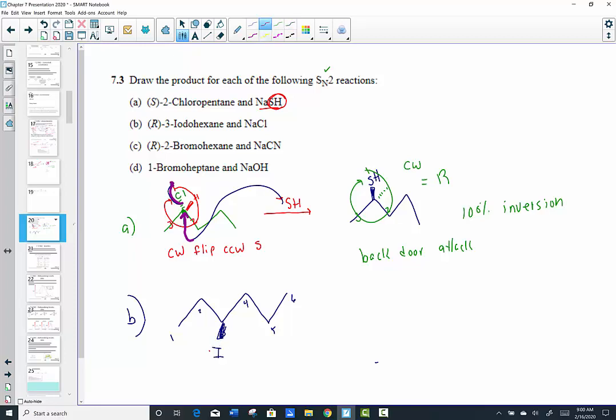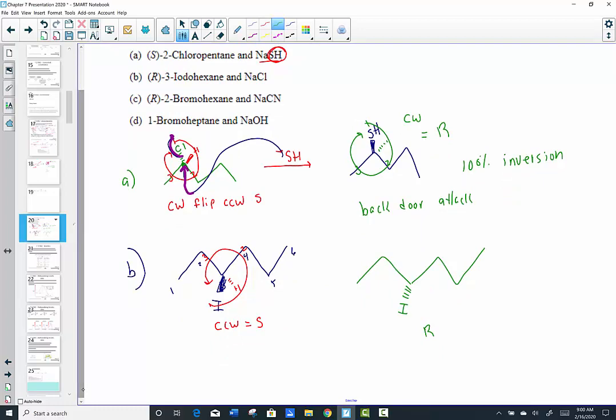Priority number 1 is the iodine. Priority 2 would be the longer carbon chain. Then priority 3, hydrogen is in the back. So that's spinning 1, 2, 3. That's counterclockwise. That's an S configuration. Darn it. But there's no way to know for sure. I just had to guess. 1, 2, 3, 4, 5, 6. If the wedge didn't work, it must be the dash. That's my starting compound. This would be the R configuration.